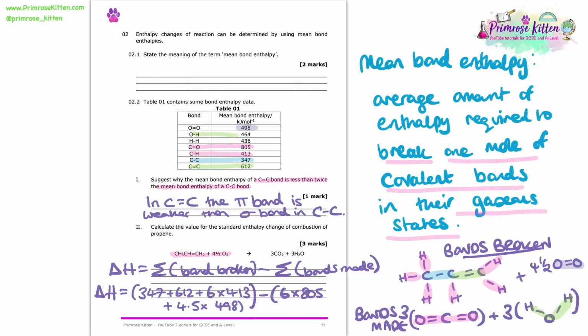But I've got 3 carbon dioxide, so I actually have 6 of those. So I've got 6 of those carbon to oxygen bonds. And then very similar with the water, I can see for every 1 water molecule, I have 2 O to H bonds. But I've got 3 waters, so I actually have 6 of those as well.